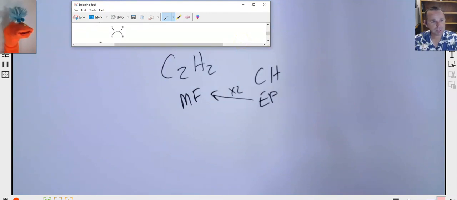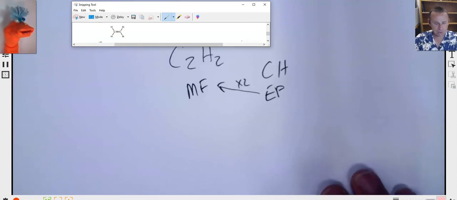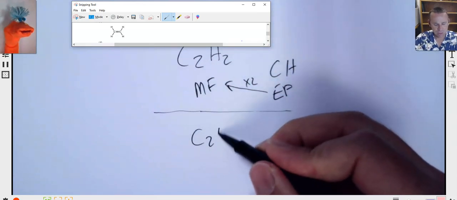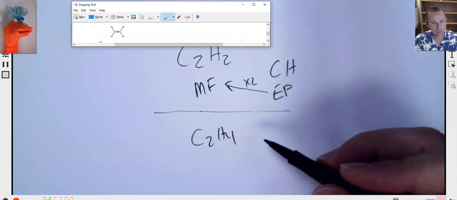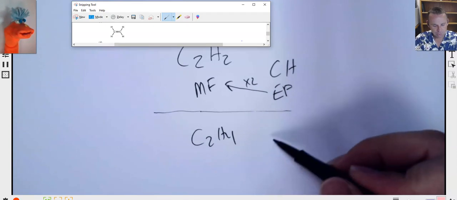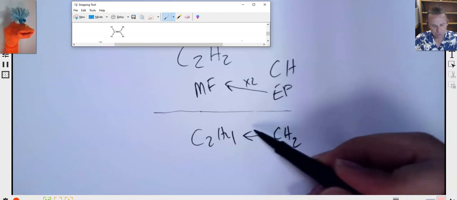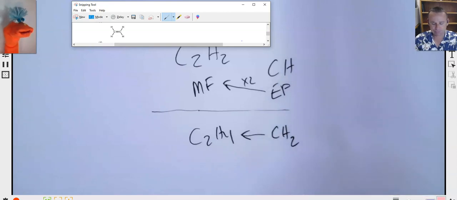What's the empirical formula here? Looks like C2H4. Okay, very good. So next problem here, C2H4, and the empirical formula? CH2. That's right, good. Empirical formula, CH2. Multiplier? 2. Very good.